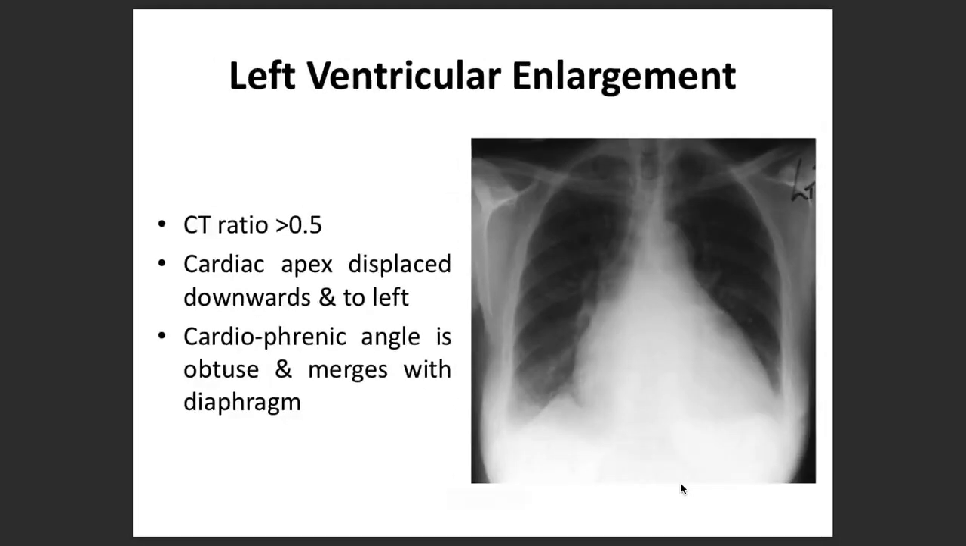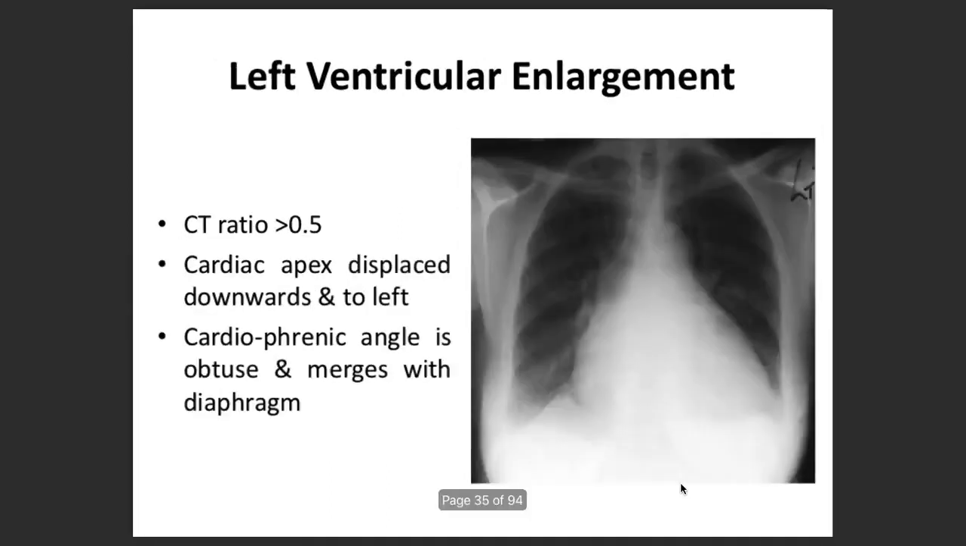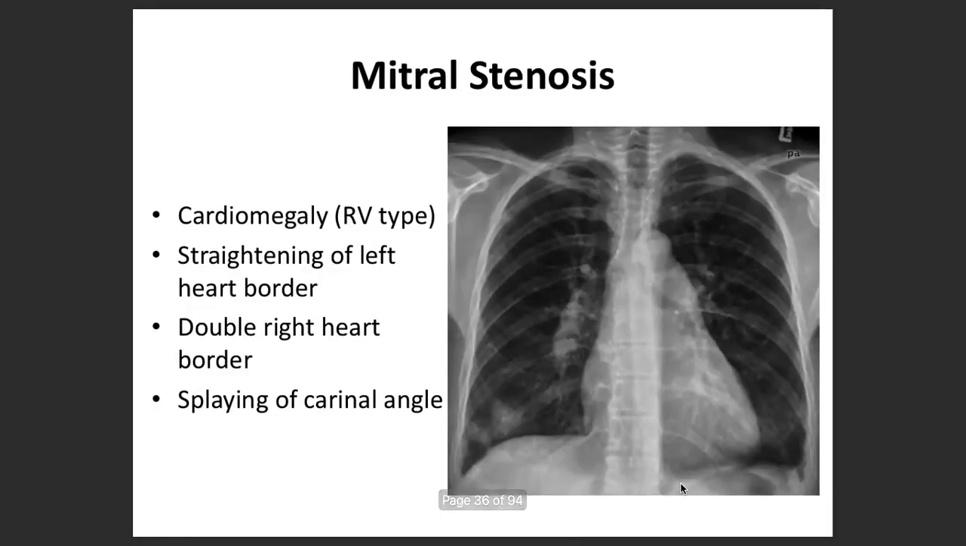In LV it is obtuse, and the cardiac apex is more of rounded in fact, and it goes above the diaphragm for the RV enlargement. However, for the LV enlargement, it is going to merge with the diaphragm.